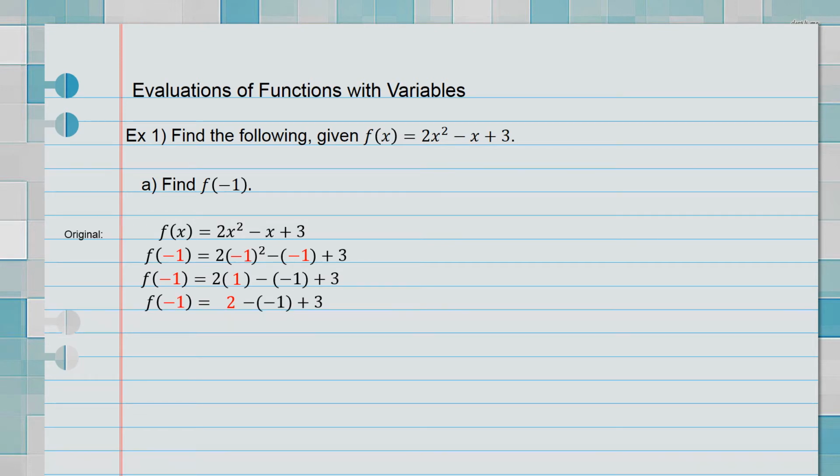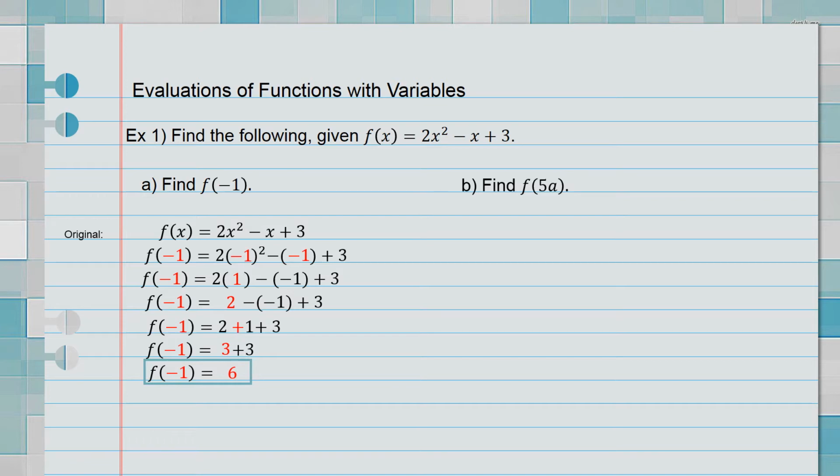Now, multiplication can appear as double negatives. If you've noticed, you see minus negative 1, or you can read that as the opposite of negative 1, which we know to be a positive 1. From here, there's no more multiplication division, so we move on to addition subtraction from left to right. And we see 2 plus 1 is 3. And then the last step, 3 plus 3 is 6. Which means f of negative 1 equals 6. That would be your final answer.